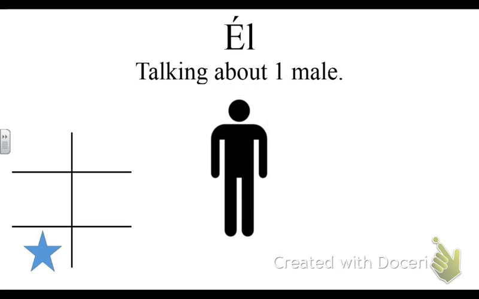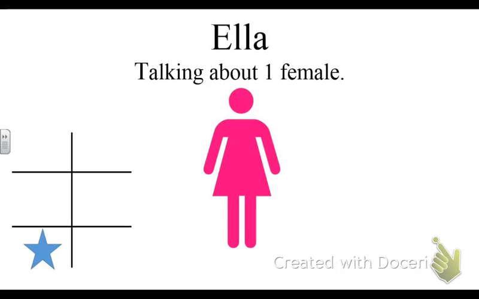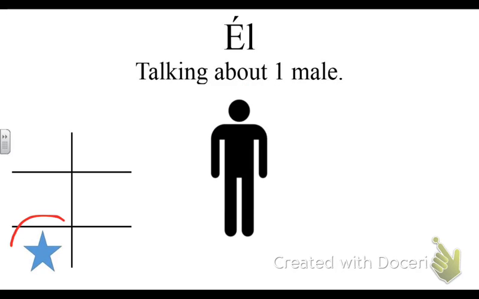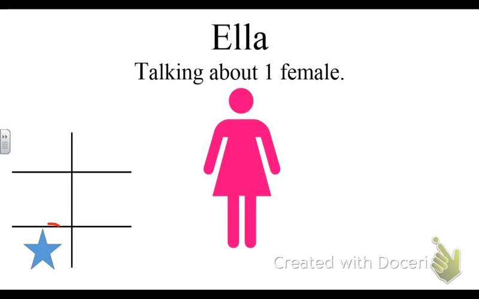Él, you're talking about one male. Él means he. Ella, talking about one female. If we go back, you'll notice that the star is in the bottom left, and then as we move forward again, the star is in the same spot. So él and ella go in the same box for the conjugation in the verb chart.